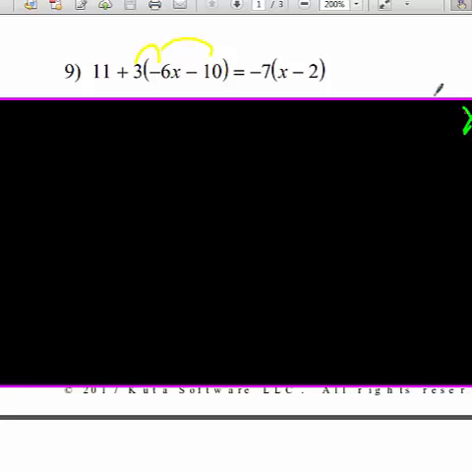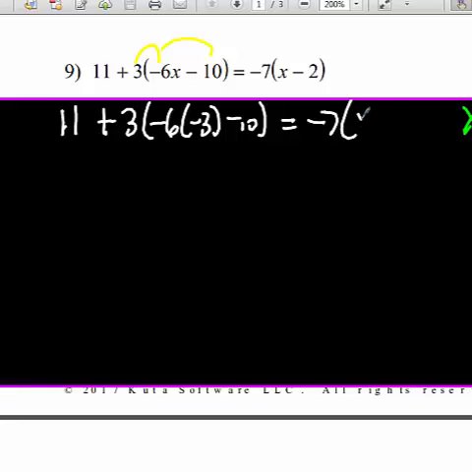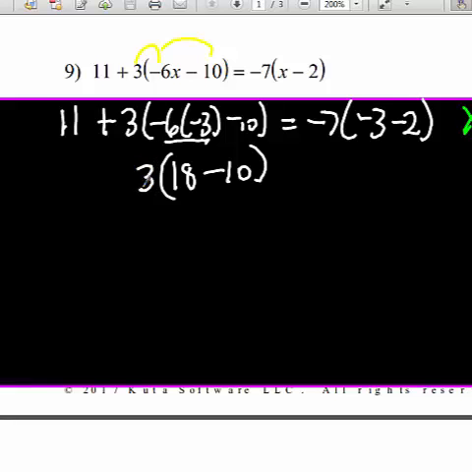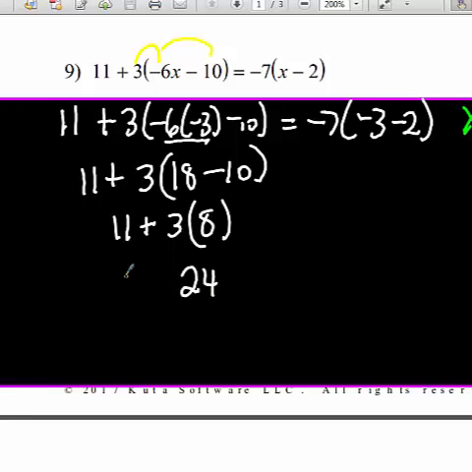Okay, so we just want to go ahead and plug in our value and check and see, did we do it right? So negative 6 times negative 3 minus 10, and that's got to equal negative 7 times negative 3 minus 2. Well, negative 6 times negative 3 would be positive 18. Then we're subtracting 10 from that, multiplying by 3, and adding 11. Well, 18 minus 10 is 8. Times 3 and then adding 11. 3 times 8 is 24 and then add 11. 11 plus 24 is 35.